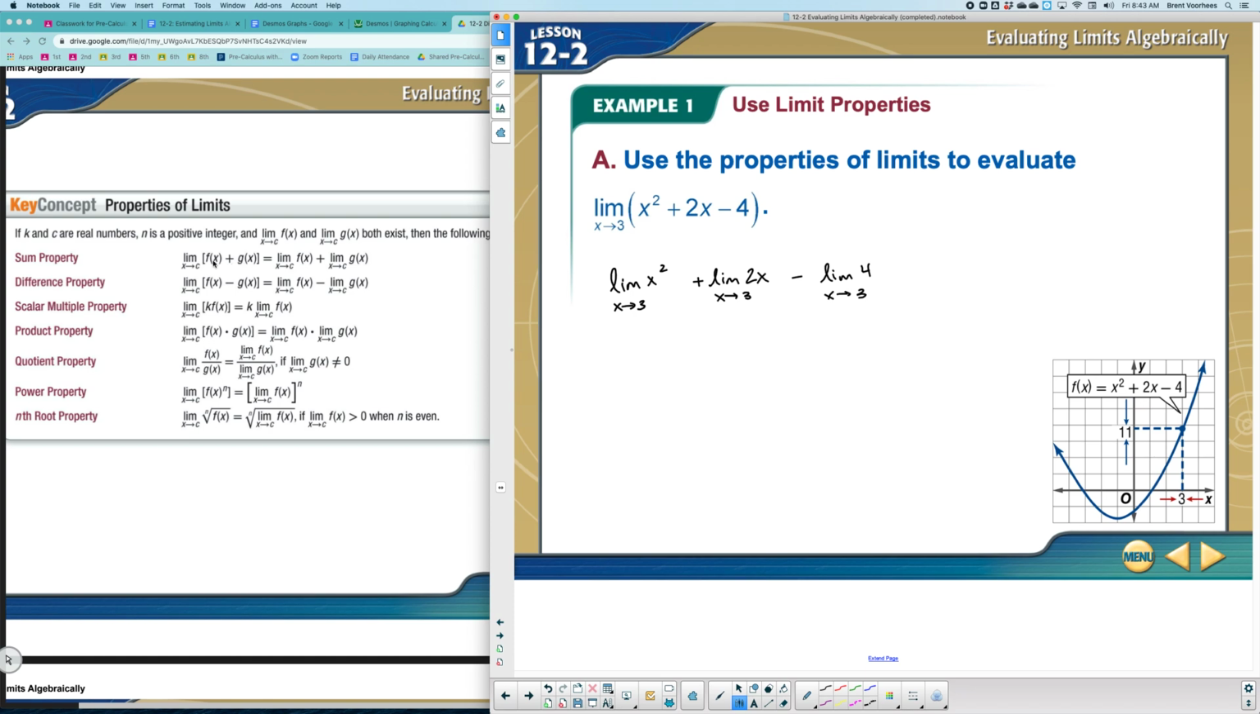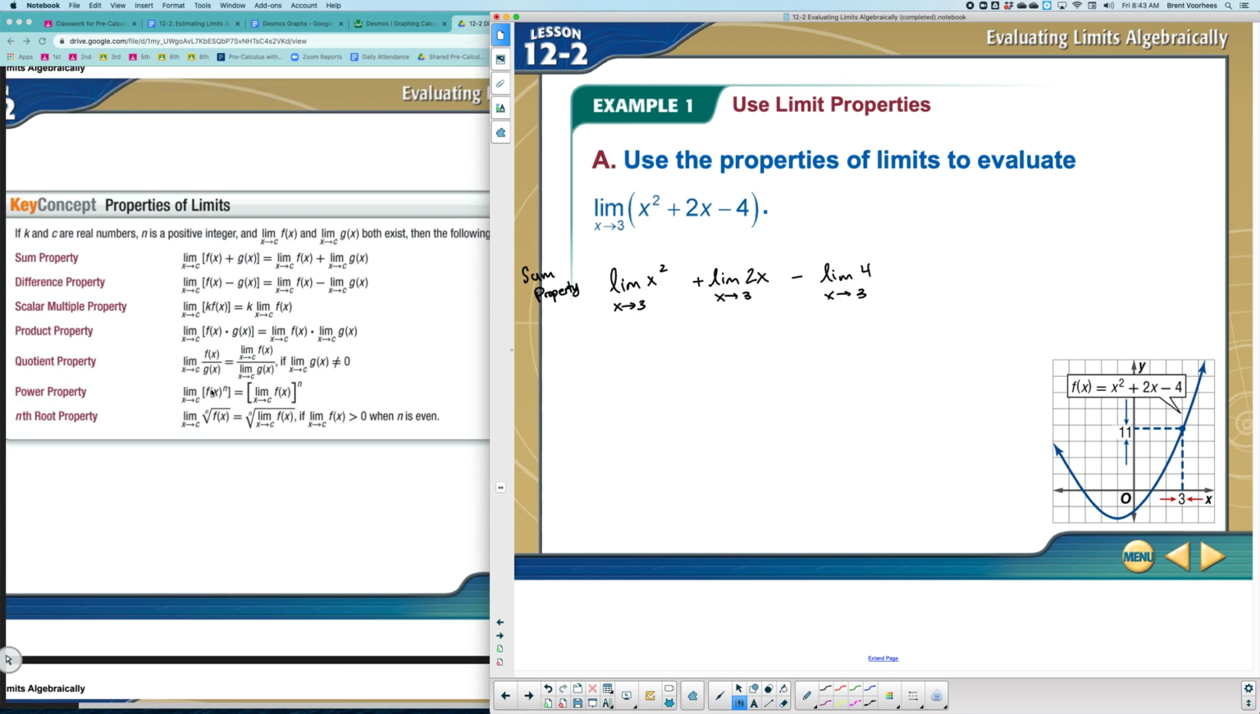So with the property of multiple functions being added together, you could separate them and take the limit of each individual function and add those values up. That's what I did right there. That is the sum property. Now as you look on, you will see that there are properties for if you have a power.